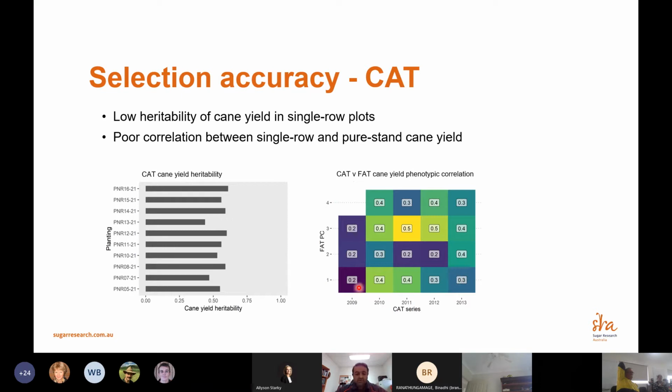So we can see the phenotypic correlations. They are in the range of 0.2 to 0.5. So they're quite low, which means that the clones that perform well under CAT conditions don't show the same level of performance under pure stand conditions, and that really can hinder the breeding progress and the genetic improvement that we can make effectively.